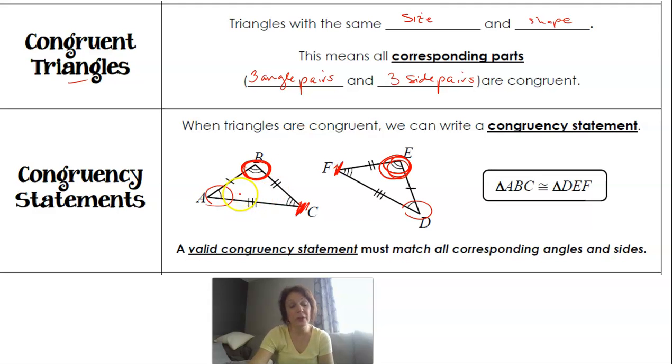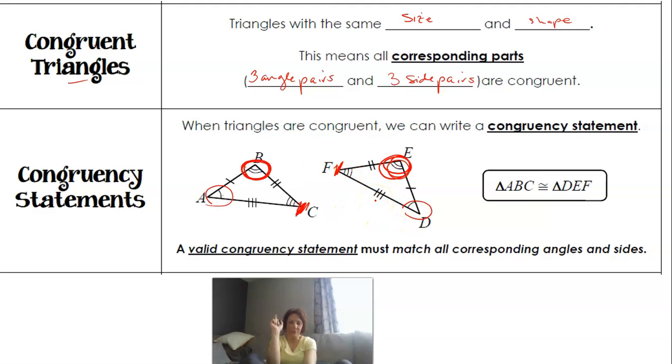Okay. You can also see that you have pairs of equal sides. So AB matches up with DE. BC, two tick marks, matches up with FE that has two tick marks. And AC, three tick marks, matches up with FD.